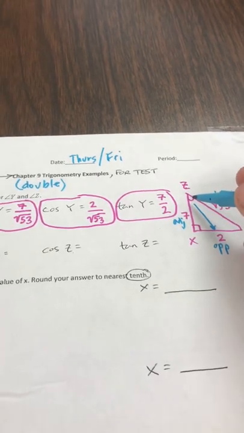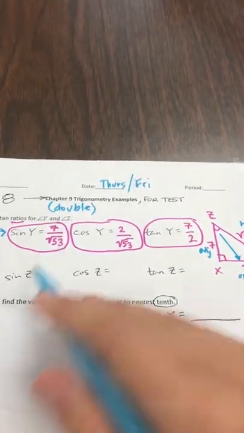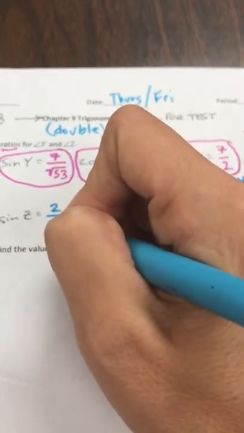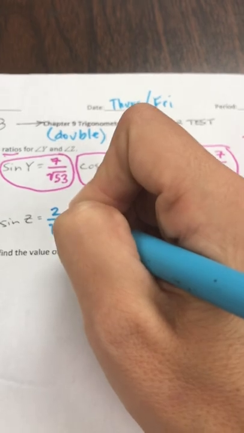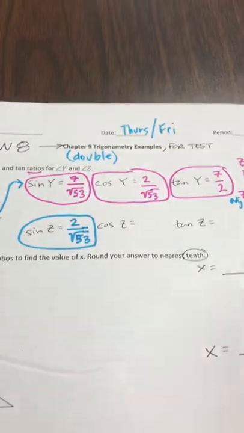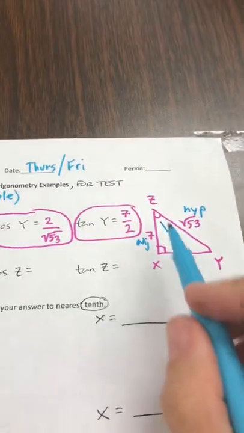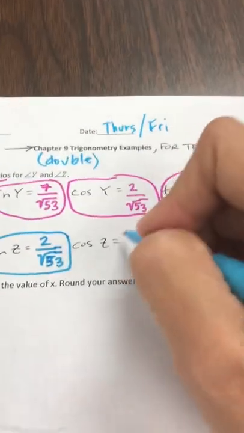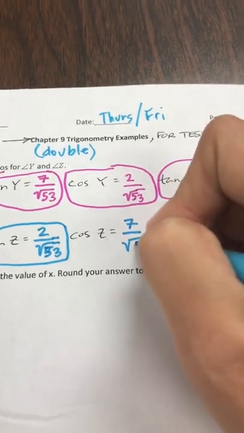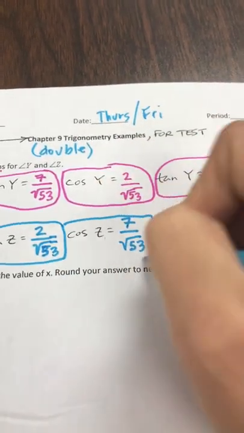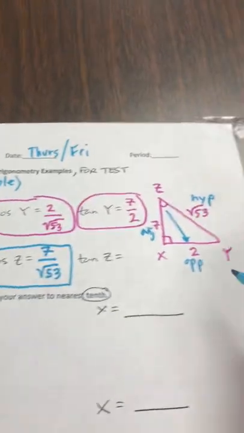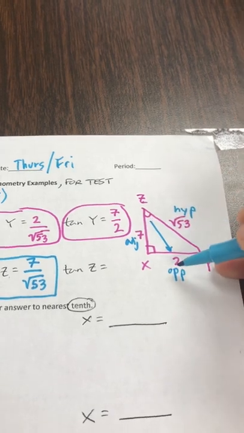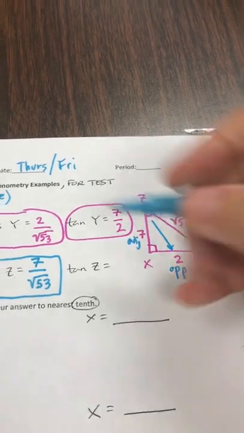In relation to z, the sine of z is opposite over hypotenuse, so that's 2 over the square root of 53, and I'm going to leave my answer with the square root in the denominator for now. The cosine of z is adjacent over hypotenuse, so the cosine of z would be 7 over the square root of 53. And last but not least, the tangent of z would be 2 over 7, opposite over adjacent.